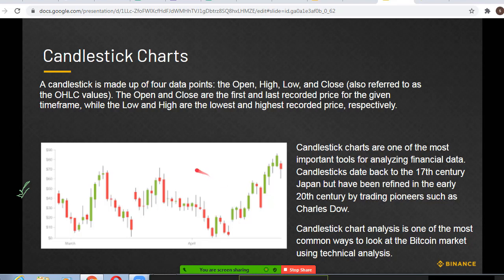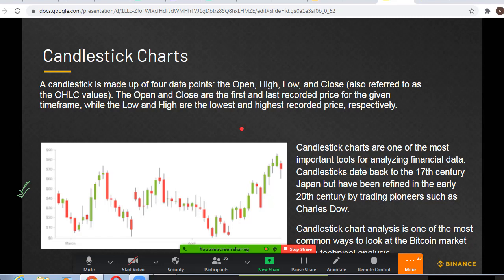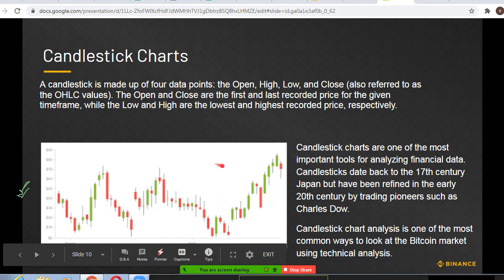So, the main components of the candlestick chart that you have to take note of, pay great attention to, are the open price, the high of the candle, the low of the candle, and the closing price. So this refers to the OHLC values. The open and the close are the first and the last recorded price for a given time frame, while the low and the high are the lowest and the highest recorded prices, respectively. So in the case of Bitcoin, I'm going to show you how to read a candlestick chart very, very well. Very important.